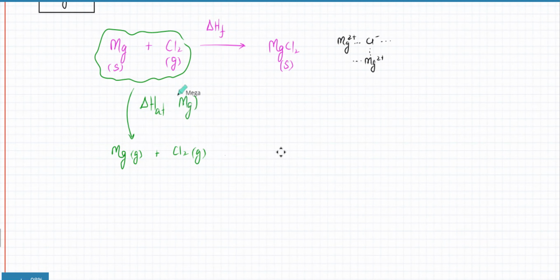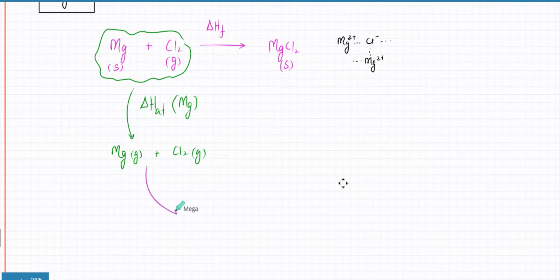So I need to separate my magnesium atoms. I need to break their bonds because over here the magnesium atoms are no longer together. So I need to separate them. I need to atomize them. I need to break the metallic bonds, and that's enthalpy change of atomization of Mg. Is this clear? Yes, sir.